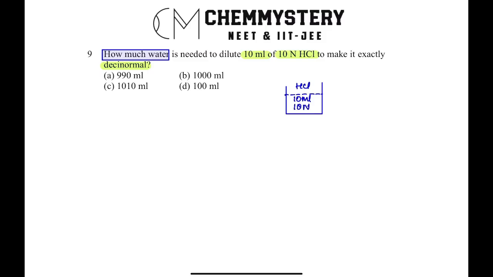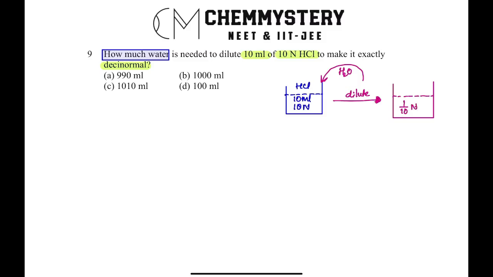To this, you want to add some water so that you can dilute it. Addition of water means you are diluting it. You want to dilute it to how much normal? Decinormal. What is decinormal meaning? 1 by 10 is the strength of the new solution after dilution.